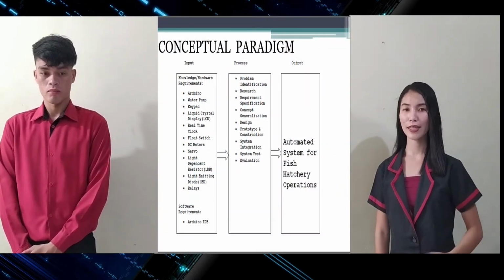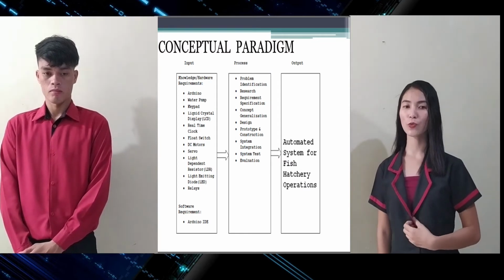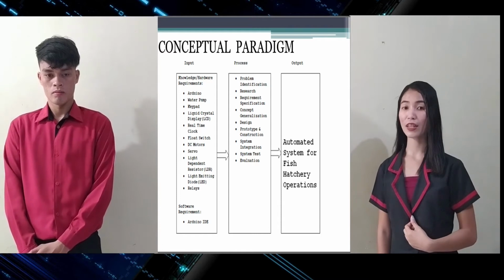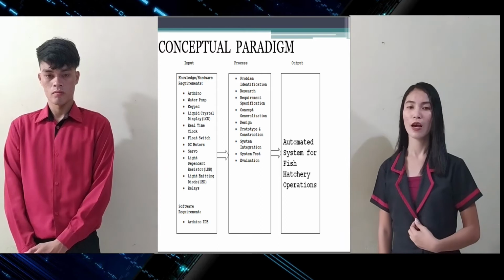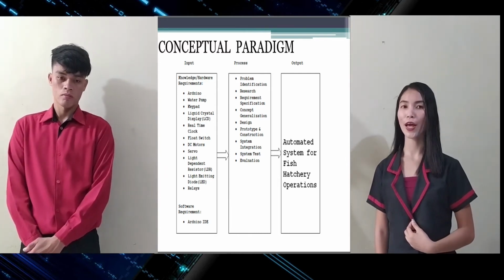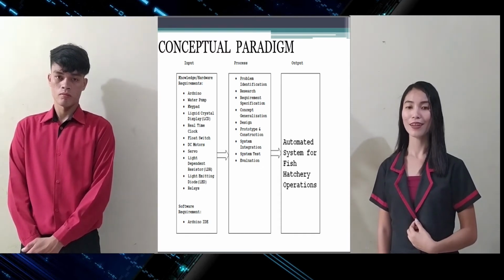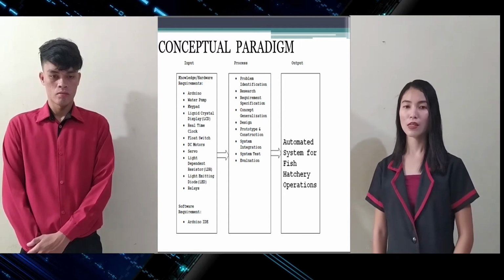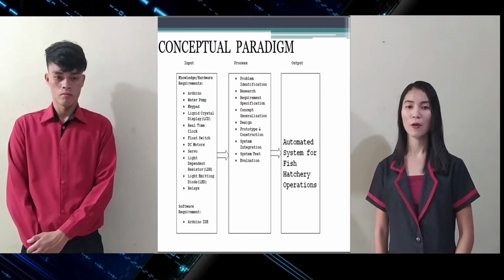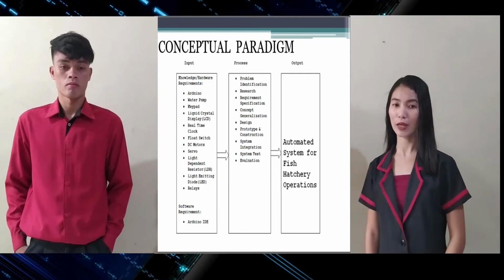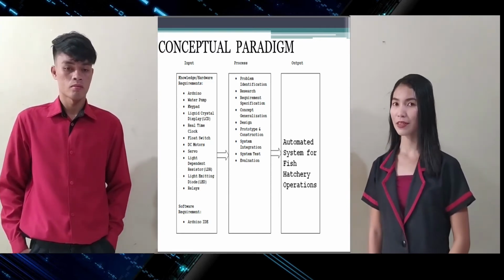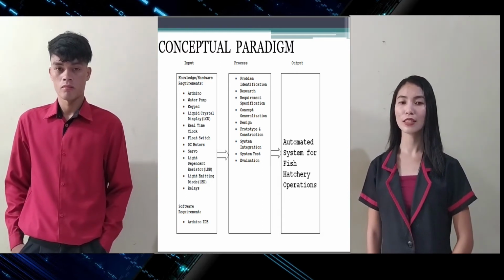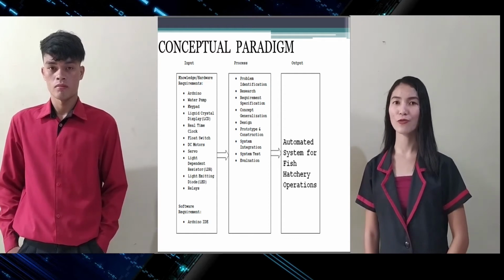Figure 3, the input, process, and output of the system. It shows the input, which includes fish knowledge and hardware requirements: Arduino, water pump, keypad, liquid crystal display or LCD, real-time clock or RTC, load switch, DC motors, servo, light-dependent resistor or LDR, light-emitting diode or LED, relays, and other electronic components. Software requirement is the Arduino IDE. Process includes the following: problem identification, research, requirement specifications, concept generalization, design, prototype and construction, system integration, system test and evaluation. The output is the automated system for fish hatchery operations.